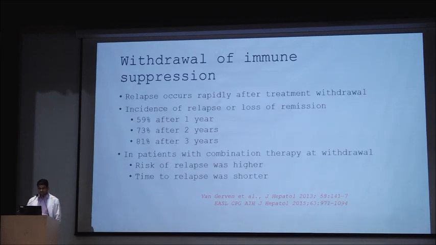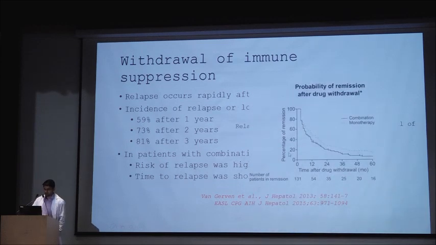After withdrawal of immune suppression, relapse occurs rapidly after treatment discontinuation, and the incidence of relapse or loss of remission is around 59 to 81% of patients at 1, 2 and 3 years of follow-up after treatment withdrawal. When patients are on combination therapy at the time of withdrawal, there is a high risk of relapse as compared to monotherapy, and time to relapse was also shorter in the combination group.